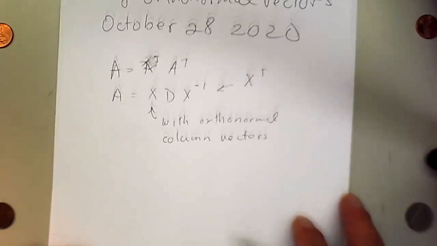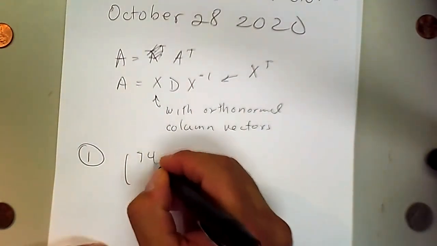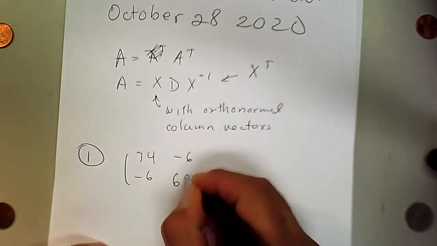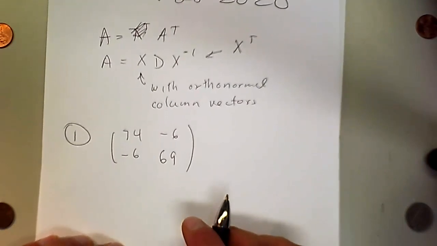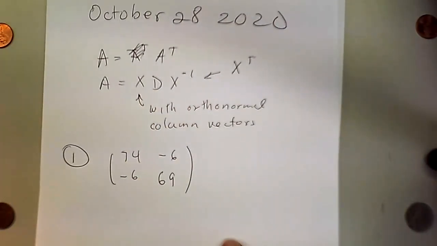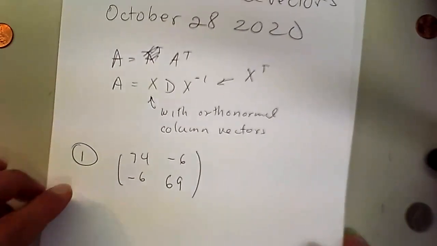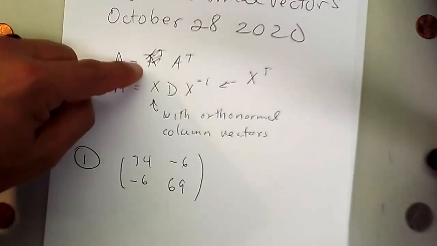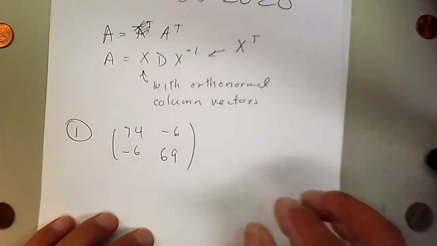All right, let's start with an example. Example 1 will be a 2 by 2 matrix: 74, -6, -6, 69. So we have a fairly large matrix, and we're going to decompose it into this kind of decomposition. We're going to start the same way we did in the previous video. We're going to find the eigenvalues first, and then the eigenvectors. And in the previous video, the eigenvectors were the column vectors of this matrix. There's going to be one difference now, though.